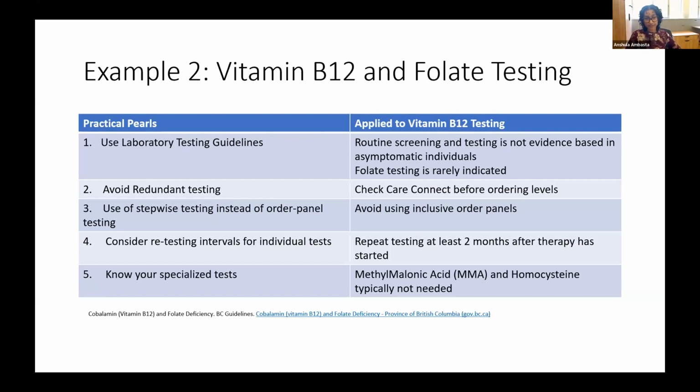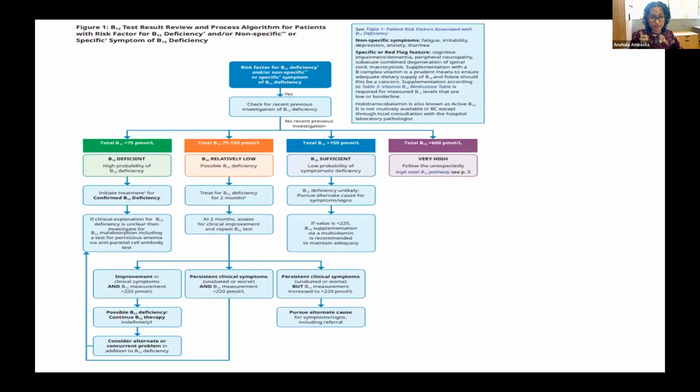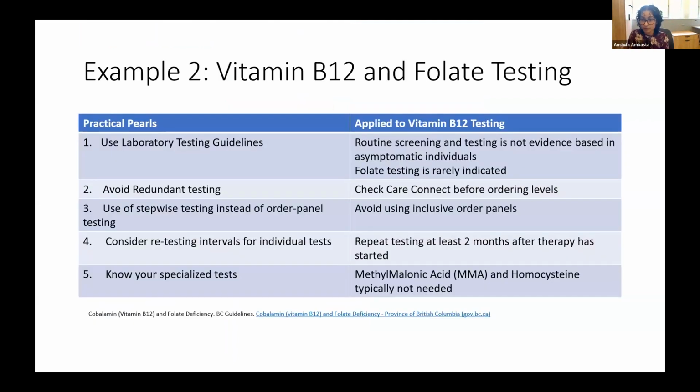Use the stepwise testing instead of order panel testing. Again, you don't have to know the details, but there is a stepwise algorithm in the BC guidelines that starts with B12 only. So you don't have to start with B12 and antiparietal cell antibody and homocysteine and methylmalonic acid. You start with one test, and then based on the results, you would go and do subsequent tests if necessary.